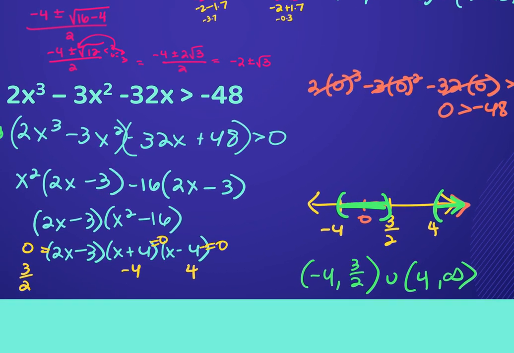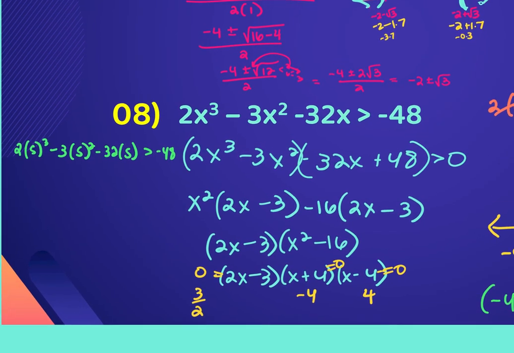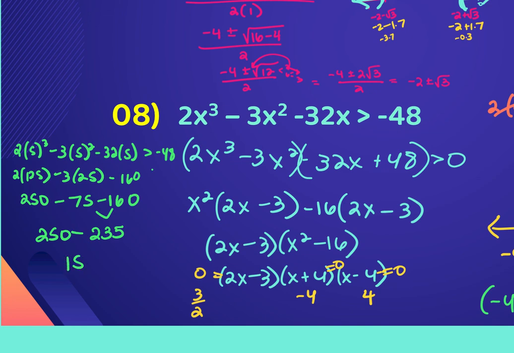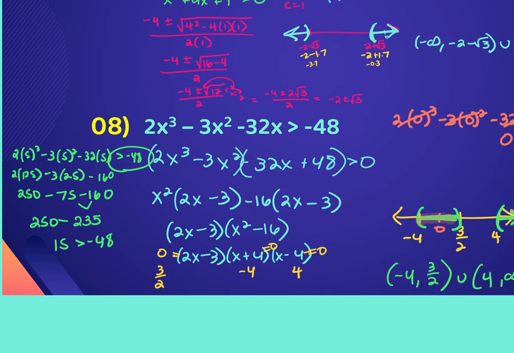Sophia, you had a question? Why would the 4 branch out? Because it's every other space, and if you weren't sure, you plug in the 5 like I started. This would be 2 times 125 minus 3 times 25 minus 160. So I'd get 250 minus 75 minus 160. If I combine these together, 250 minus 235 is 15, which is greater than -48. So that's how I can check to make sure that that section works too.